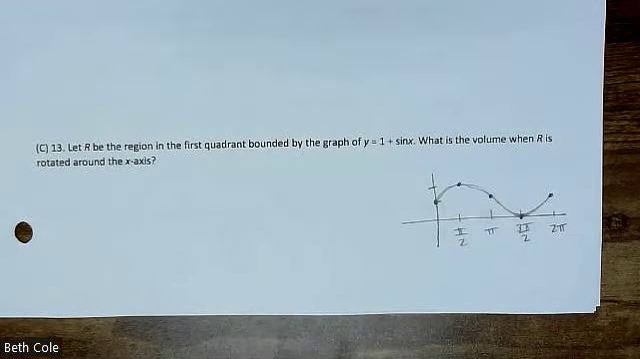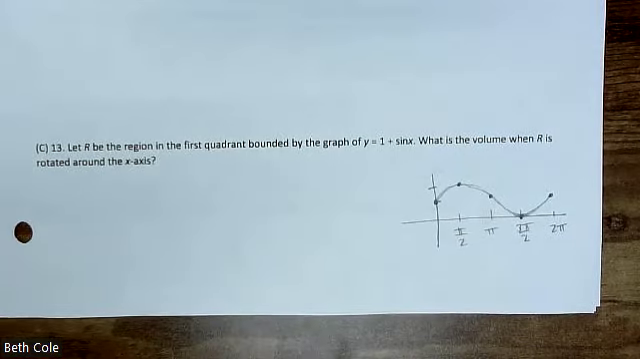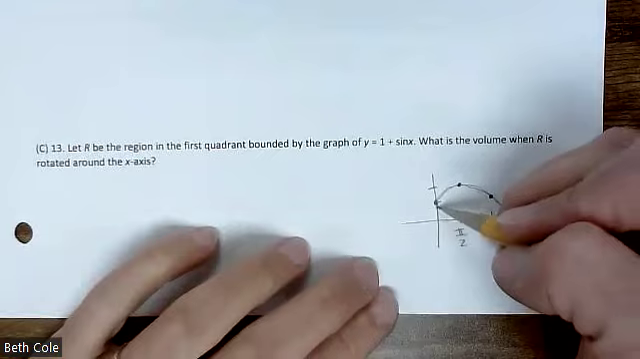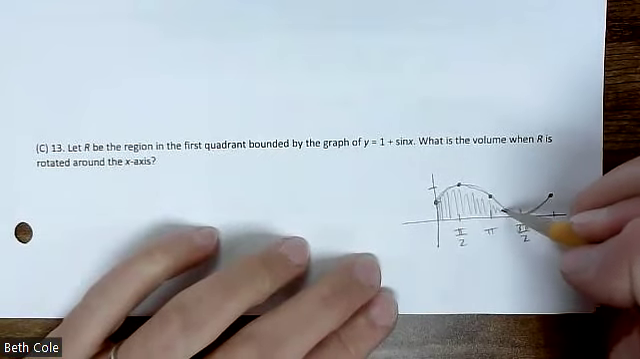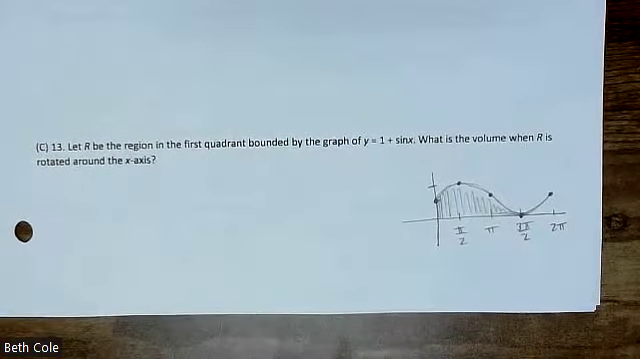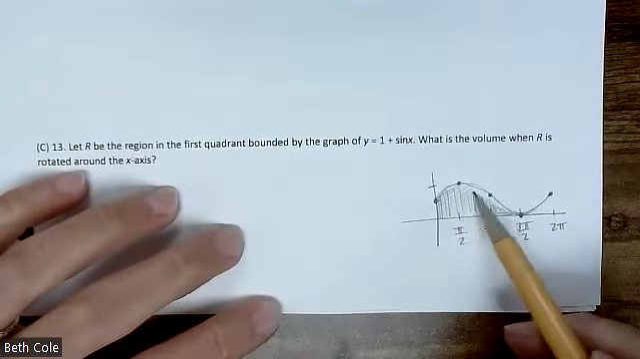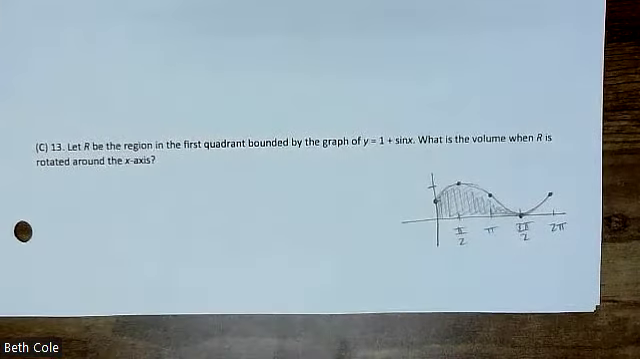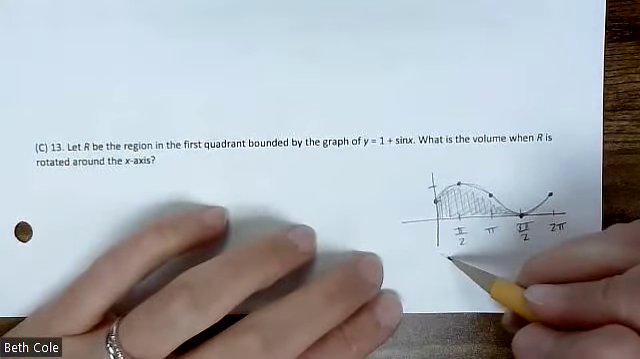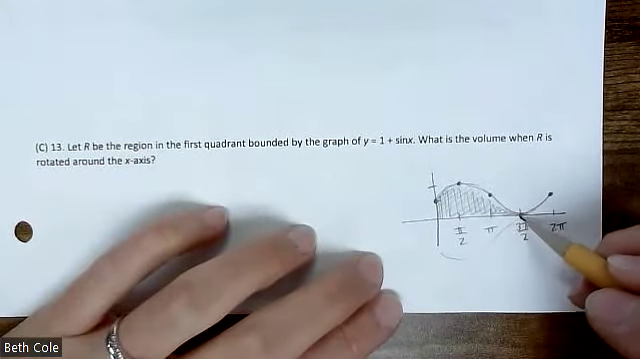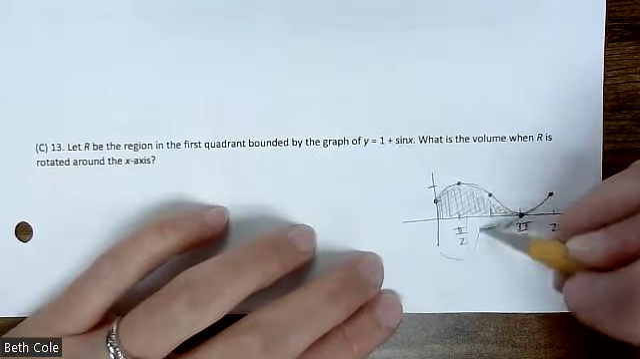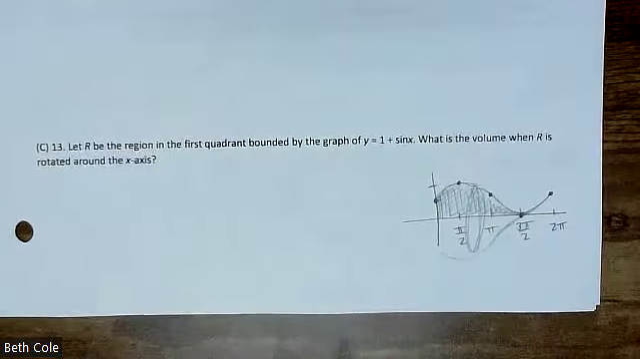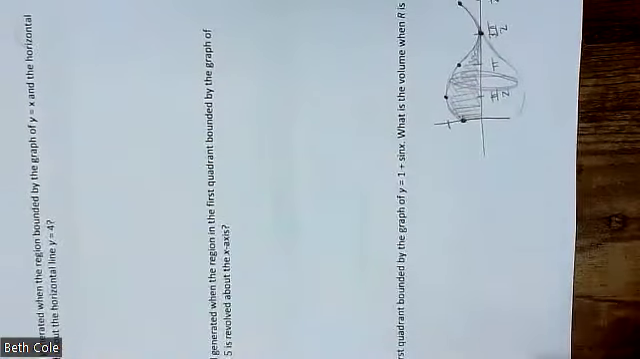So R is the region in the first quadrant bounded by that and, well, it's in the first quadrant. So that and the axes. So this is the part that we're looking at, the part I shaded in there. And what are we revolving that around? X-axis, cool. So your ghost shape, this one's going to be kind of neat. Your ghost shape would be like here. So it's like a Hershey kiss, kind of.